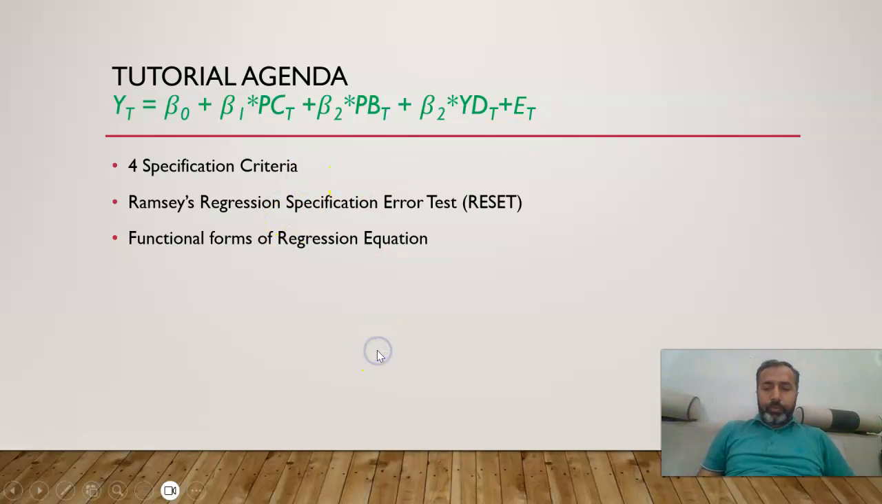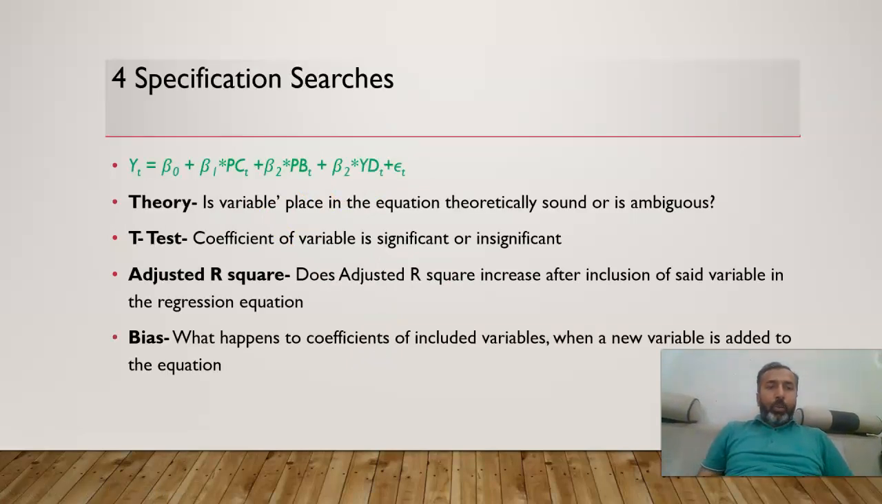Number one criteria is theory. So we have to answer this question: is the variable's place in the equation theoretically sound or ambiguous? For example, if we are confused whether we should include the interest rate variable in this regression equation of chicken consumption or not, first of all we should think whether chicken consumption depends upon the interest rate or not. If it has a theoretical justification, then we can include it and say that this test is passed, otherwise no.